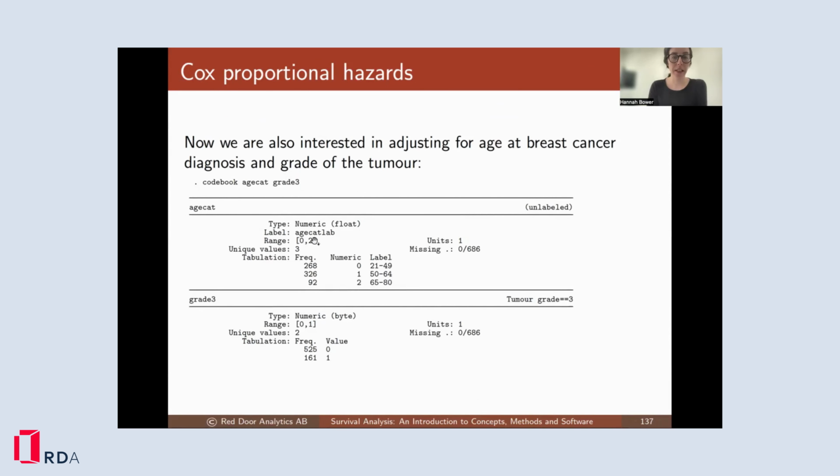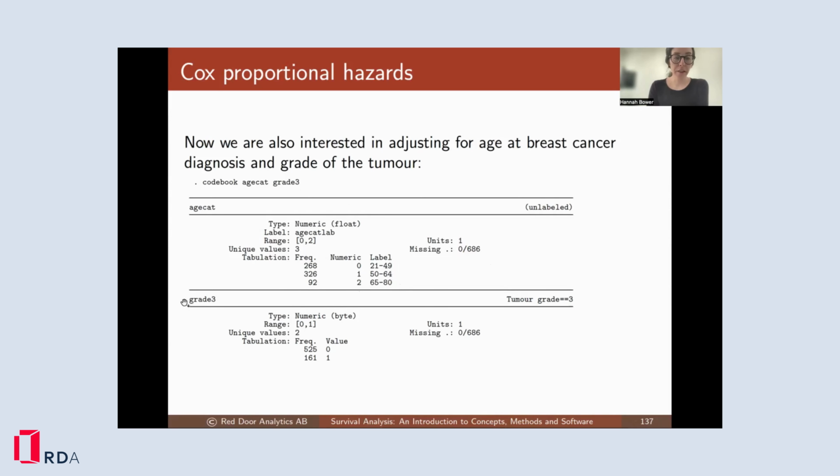For AgeCat, we can see that we have a range going from 0 to 2. It has 3 unique values. So we can see that this is a categorical variable, and it goes from 0 to 2 here, which represent different age groups. So 0 is for 21 to 49-year-olds at breast cancer diagnosis, 1 is for 50 to 64-year-olds, and 2 is for 65 to 80-year-olds. And you can see the frequency presented here. And we see that there are 0 missing values in all of our observations.